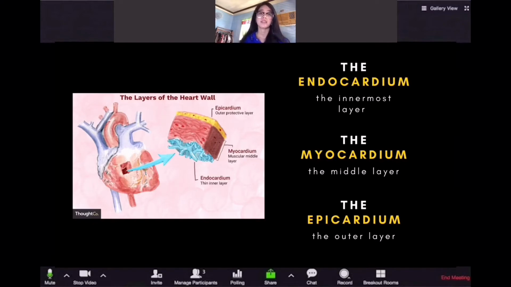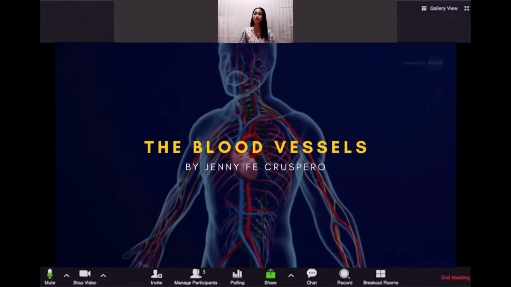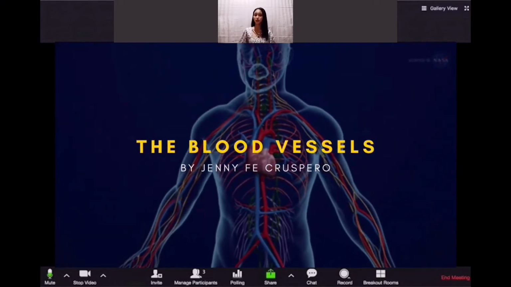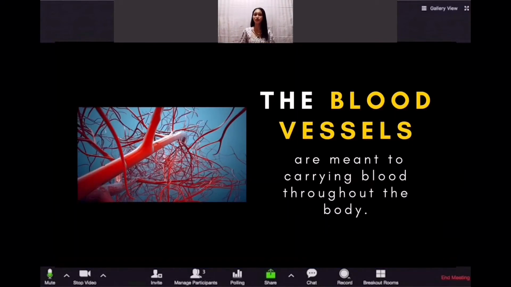The last one is the epicardium. It is the outer layer of tissue and it is a fibrous sac that covers the heart and the roots of the great blood vessels. That's all for the heart. Now let us proceed to the blood vessels. The word vessels has many meanings, but in anatomy and physiology, blood vessels are meant to carry blood throughout the body.